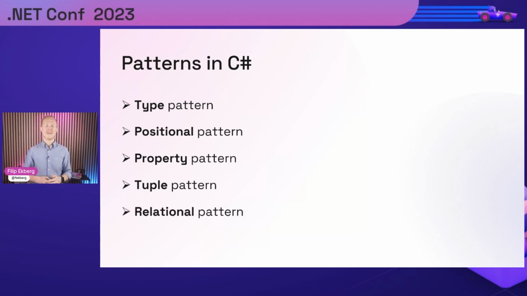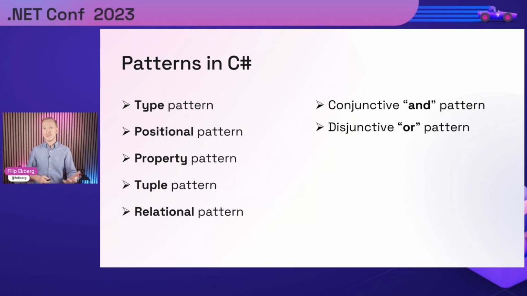A relational pattern. Think about the relational pattern as a way for us to say, based on, for example, a property, the value has to be greater than or less than a certain value. We can then use this in conjunction with the conjunctive and pattern to say that the user's age has to be between 18 and 45, or whatever age range you'd like to define. We can also exclude values by introducing a disjunctive or, very much like we use if and else statements to do and or operators. We also, in C# 11, got list patterns, which makes it easier for us to match the content of a list, slice it off, and also use this together with a span.